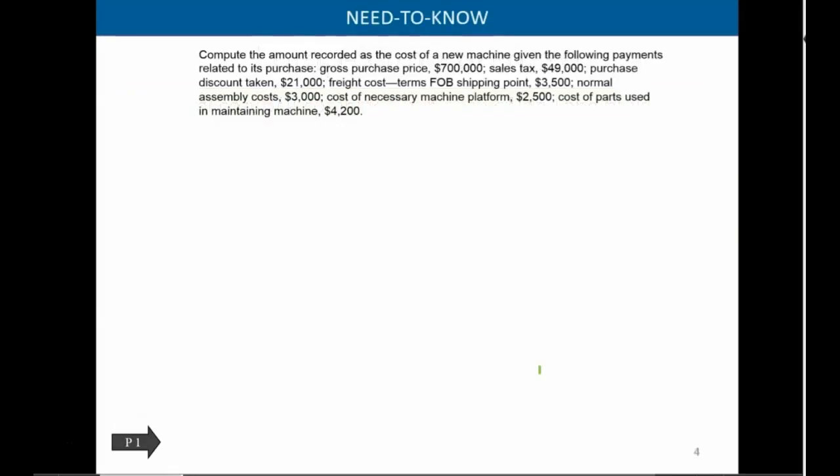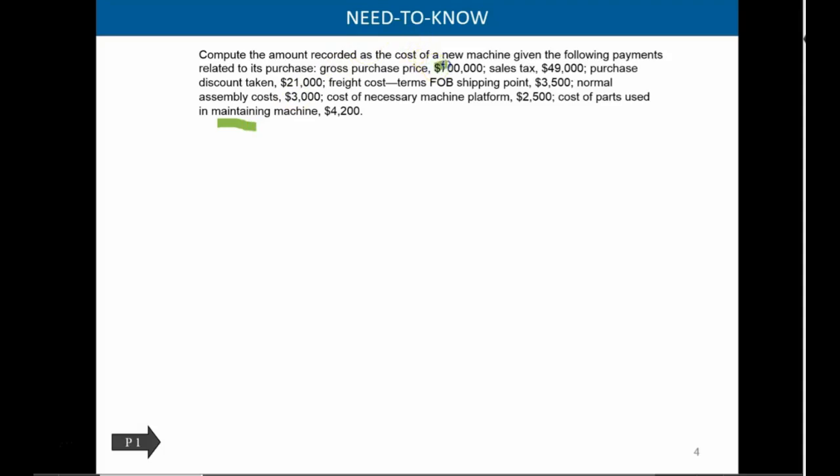Okay, so compute the amount recorded as the cost of a new machine given the following payments related to the purchase. Gross purchase price was $70,000, sales tax $4,900, purchase discount taken $2,100, freight cost $3,005, normal assembly $3,000, cost necessary for machine platform $2,005, cost of parts used in maintaining the machine. So if we look at those, once again, the question is, should we be expensing these things or should we be including them in the cost of the asset?